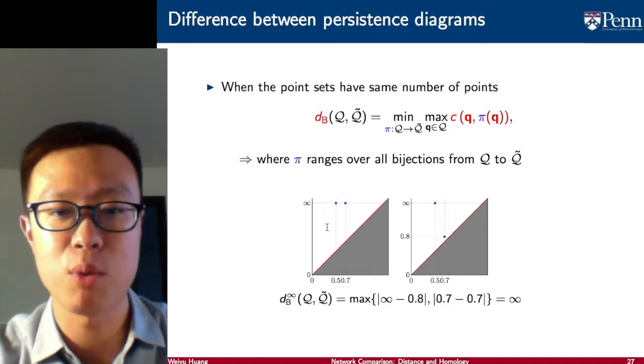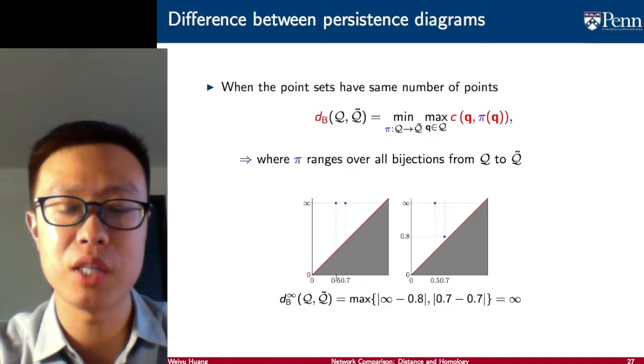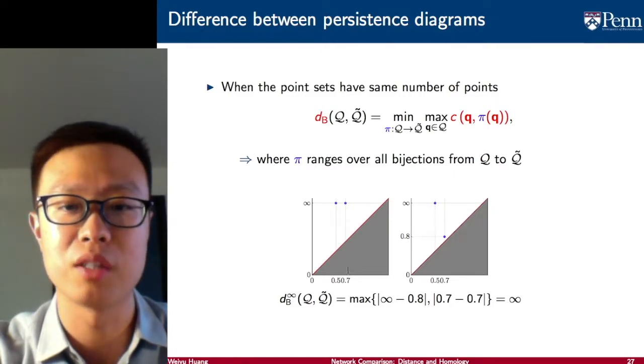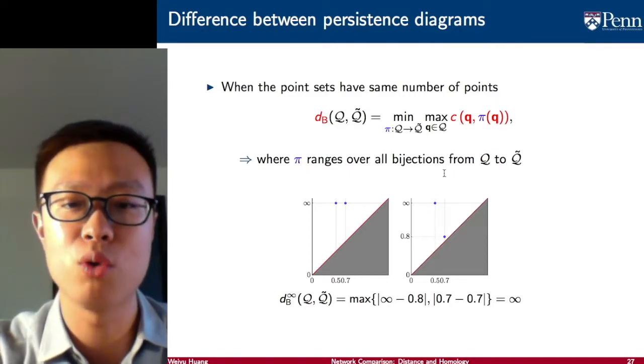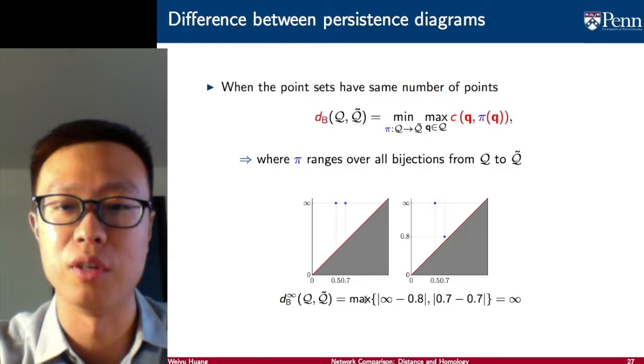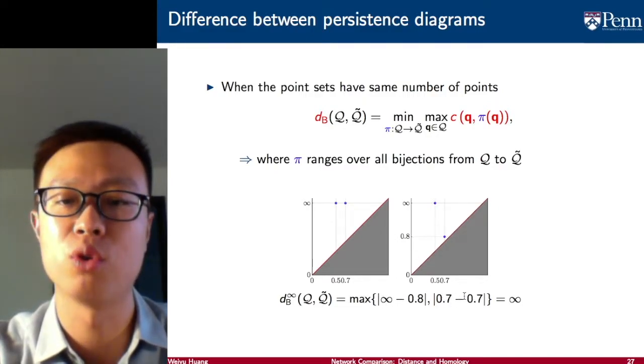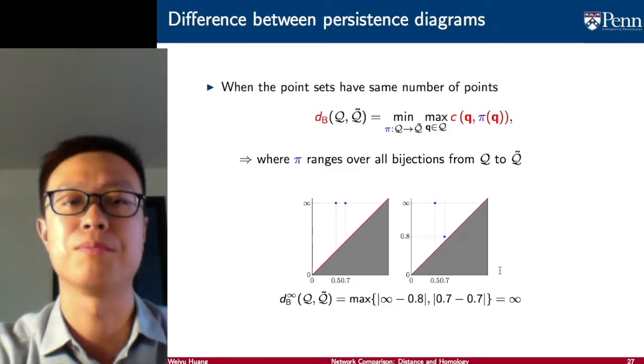In this example here, (0.5, infinity) is going to be matched to (0.5, infinity), and (0.7, infinity) is going to be matched to (0.7, 0.8). The difference between the persistent diagrams is going to be the bottleneck, the maximum of the birth time and the death time differences, which is going to be infinity in this case.